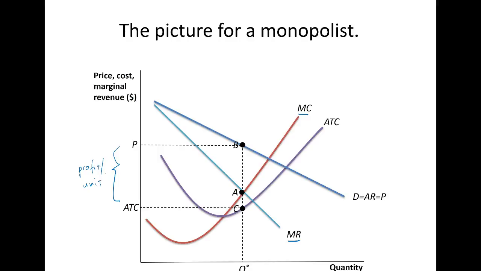If you take price minus ATC, because price is average revenue minus average cost is average profit, and then we can just figure out the profit by looking at how much we sell per unit, and if we go ahead and shade that in, that's the profit earned by this monopoly.